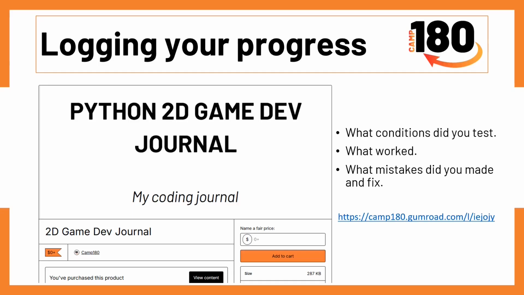Don't forget to use your free coding journal. Write down what conditions you tested today, what worked, any mistakes you made and fixed.